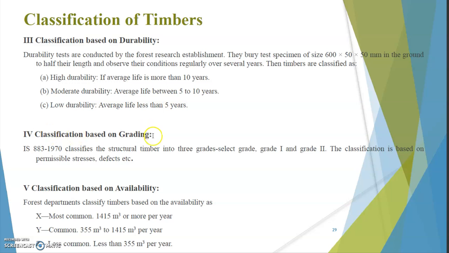Then classification based on grading. Here the grading indicates nothing but an official, recognizable, government-based classification of timber. Our government gives certain classification based on the IS code. IS code is nothing but Indian Standard, right? In civil engineering or mechanical engineering practice, people use these IS codes in designing certain structural components. In civil engineering it would be about building components; in mechanical engineering, it will be about machine components, right? So what is this IS?